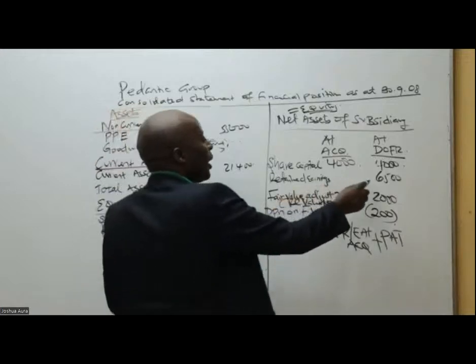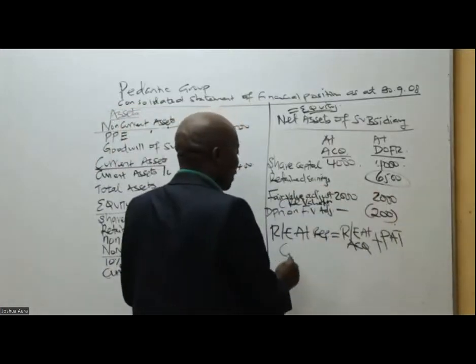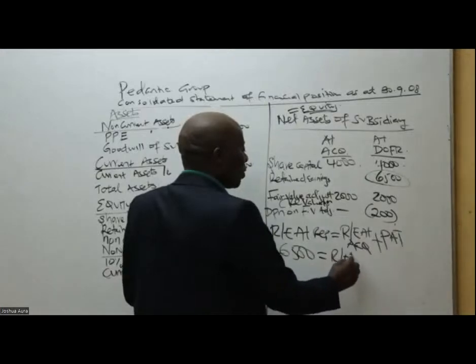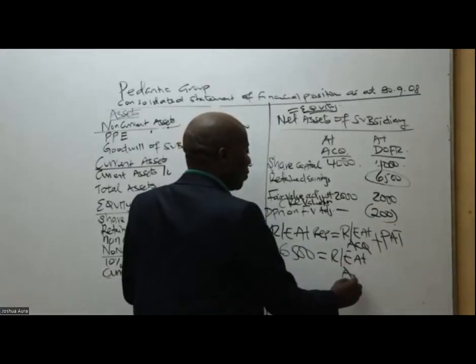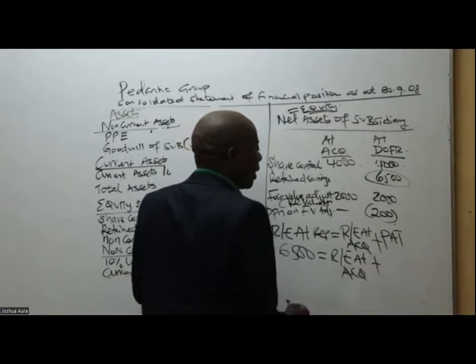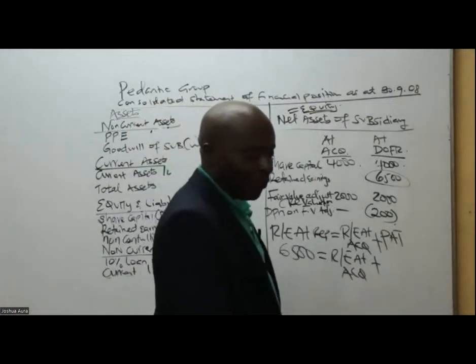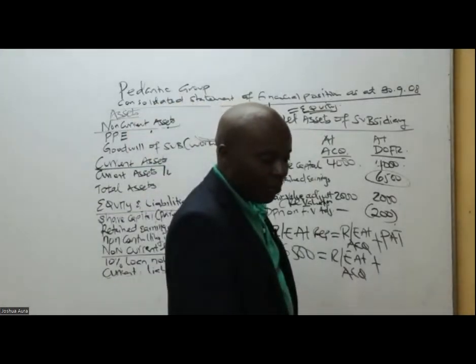Abracadabra. You see here, retained earnings at reporting is 6,500. Retained earnings at acquisition is what I earned. But fortunately, I have the profit after tax of your subsidiary.